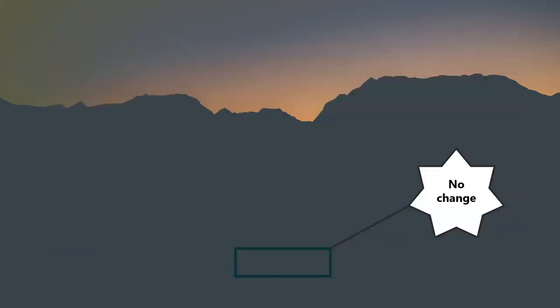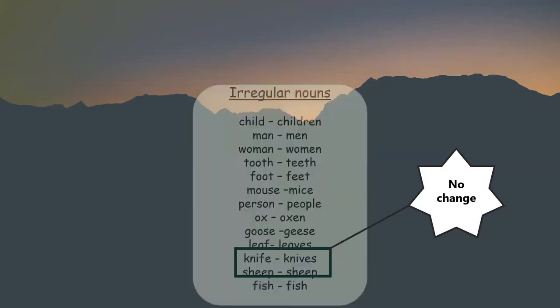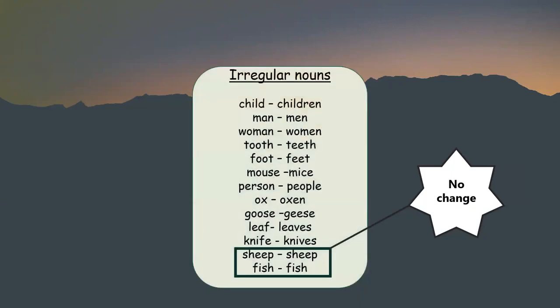So let's go here. Irregular nouns. Sheep, fish, there is no change. So for singular it is also sheep, and for plural it is also sheep. For example, you can write like this. Yes, here, there are five sheep. So that is plural. Yes, okay.